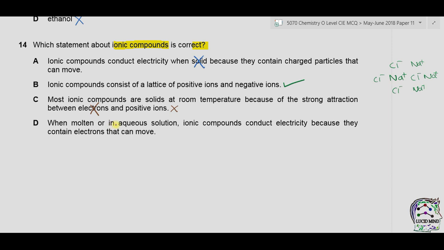Part D. When molten or in aqueous solution, ionic compounds conduct electricity. This is true because they contain electrons that can move. Now this is incorrect because the conduction is due to the presence of free ions rather than free electrons. Correct answer is therefore B.